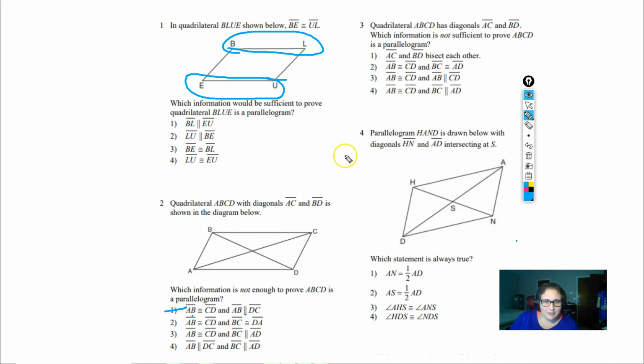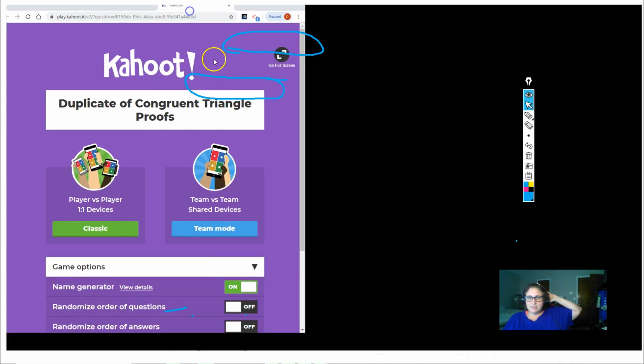Let's move on to the Kahoot because my brain is hurting and you guys have not been engaged, so that's not fair to you. So we're going to do the congruent triangle proofs. And plus, I don't think those are right. All right, so we did some of these already. Here comes the Kahoot. Please go ahead and log in.